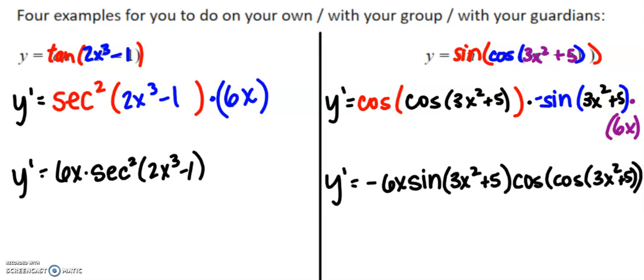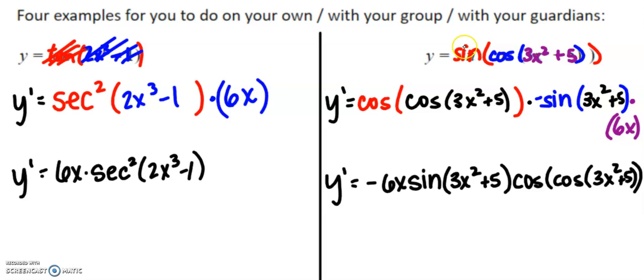Okay, so here's my first 2. I chose tangent to be the outside function, right? Because if I plugged in a number for x, I would do the blue stuff, then the red, which means to take the derivative, I want to undo the red, then the blue. So the derivative of tangent is secant squared. The derivative of 2x to the third minus 1 is 6x. And I'm done. This is just me cleaning up the answer for how it might appear in a textbook.